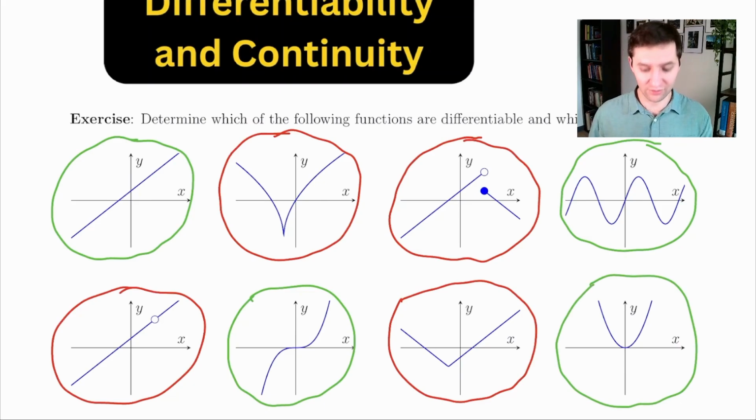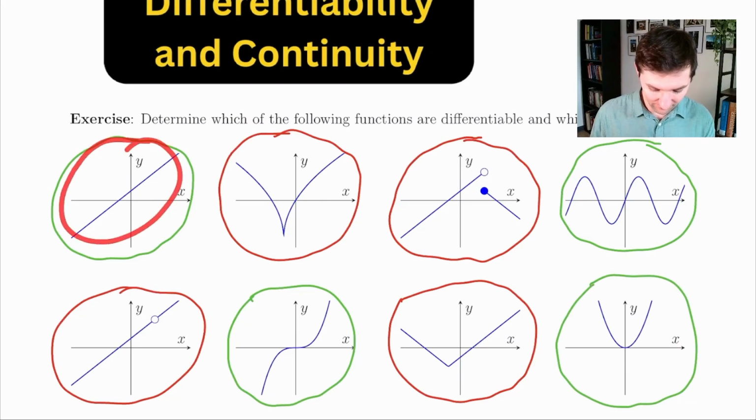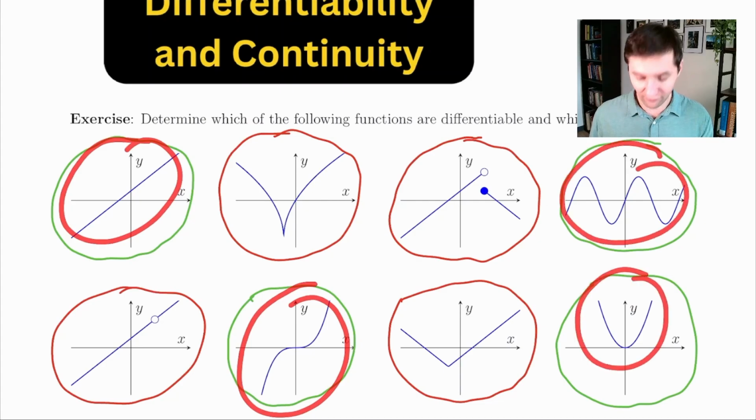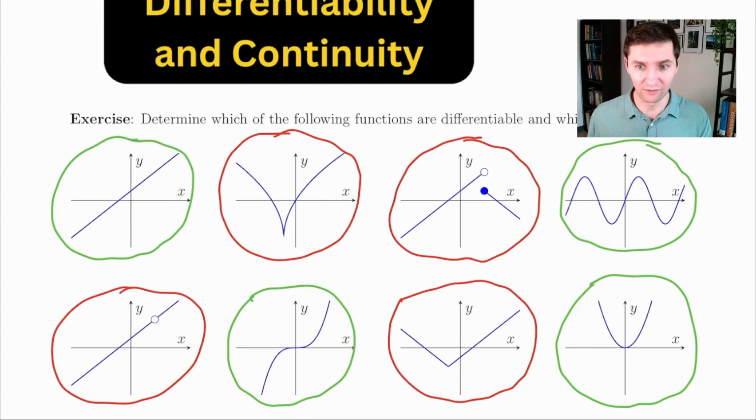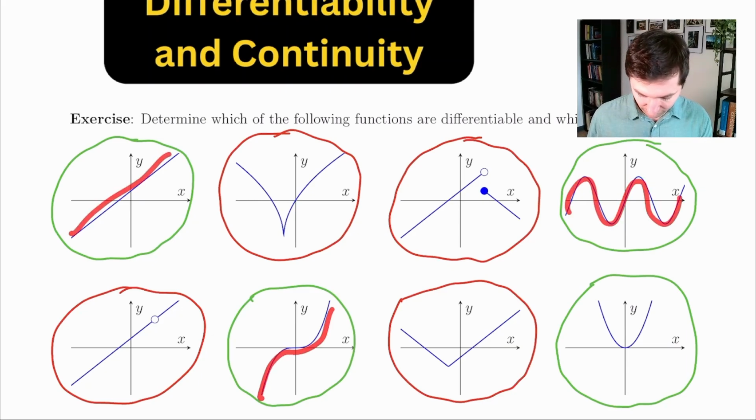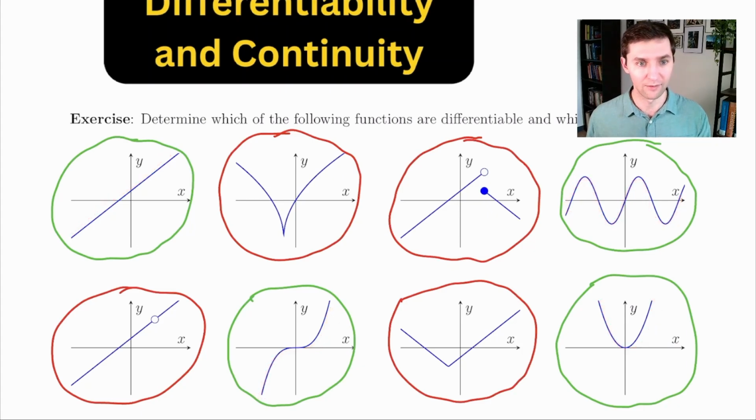Take a look at the functions in green circles. They all have one feature. They share one feature. That feature is they are all continuous. I can draw all of them without lifting up my pencil. This suggests that if a function is differentiable, it's always continuous.